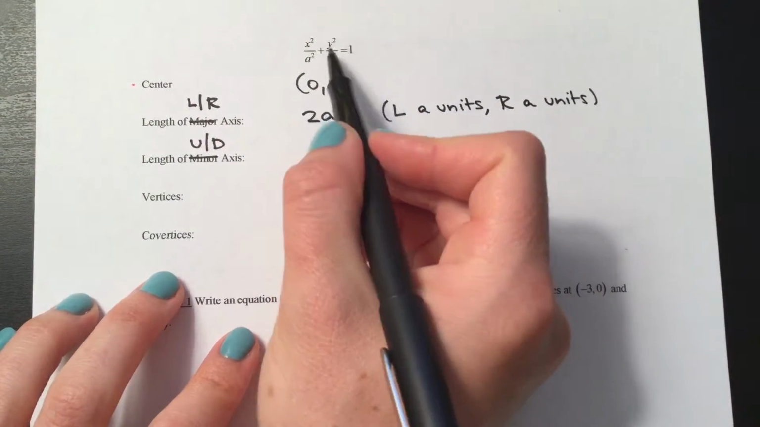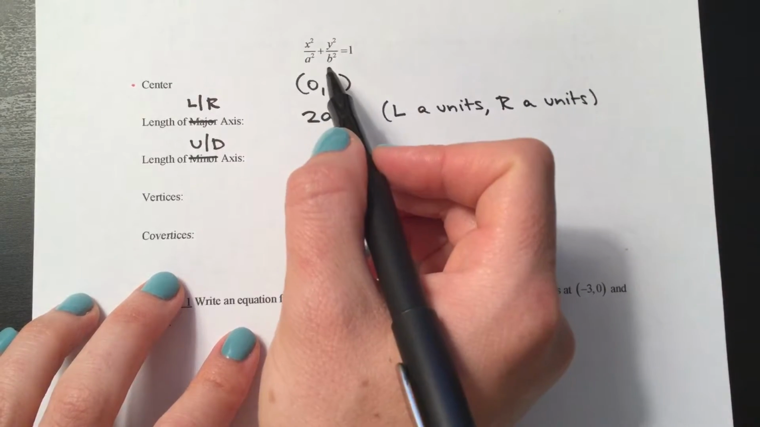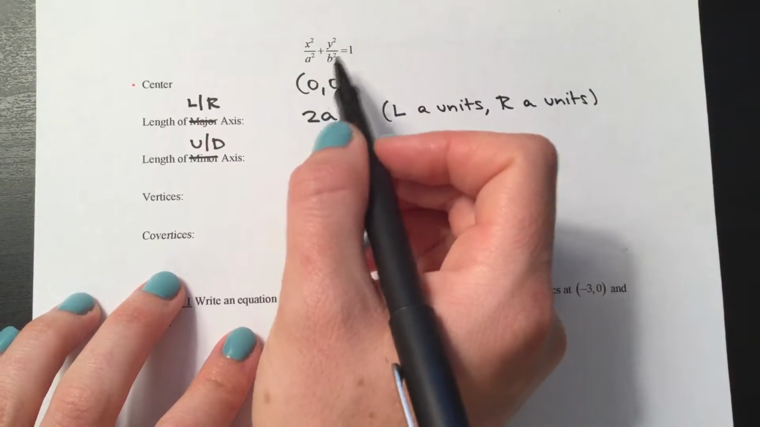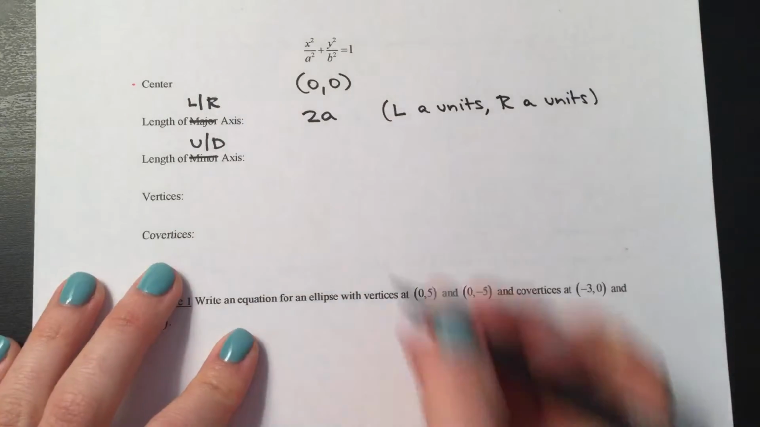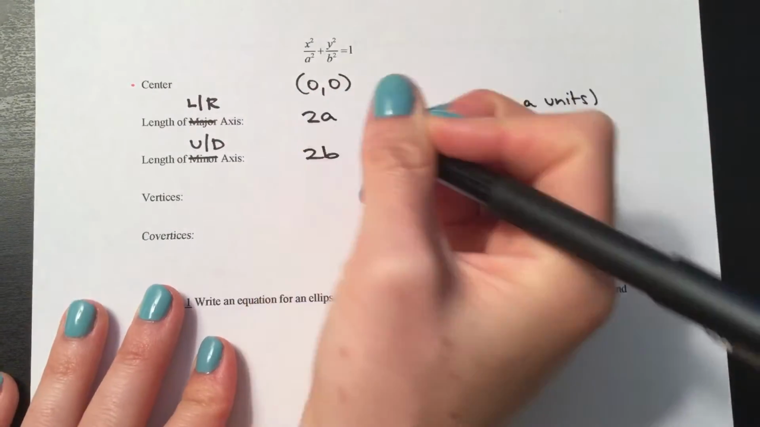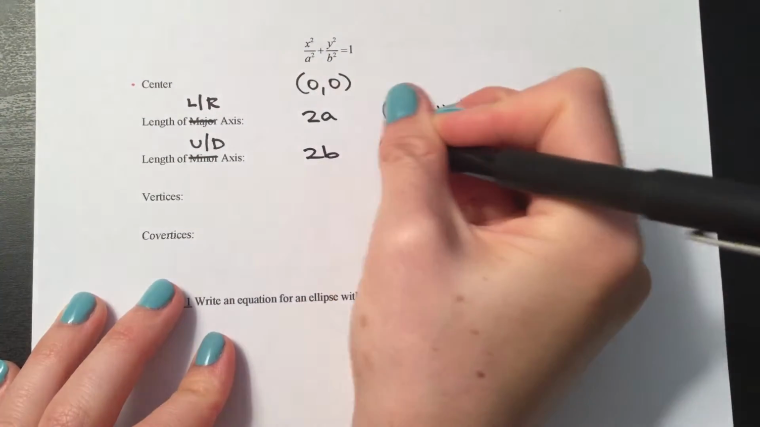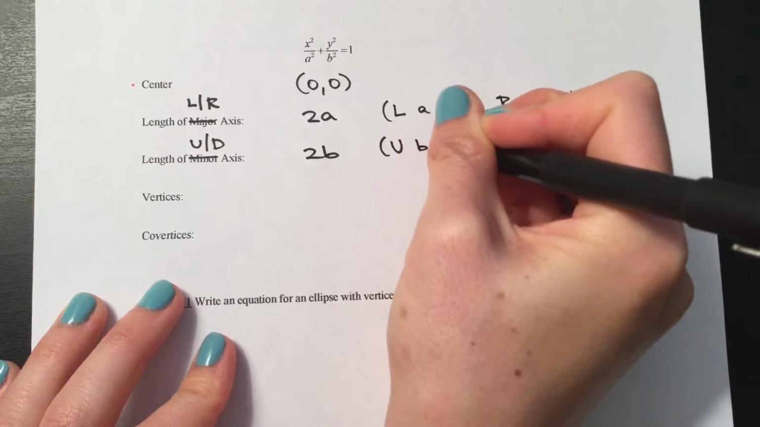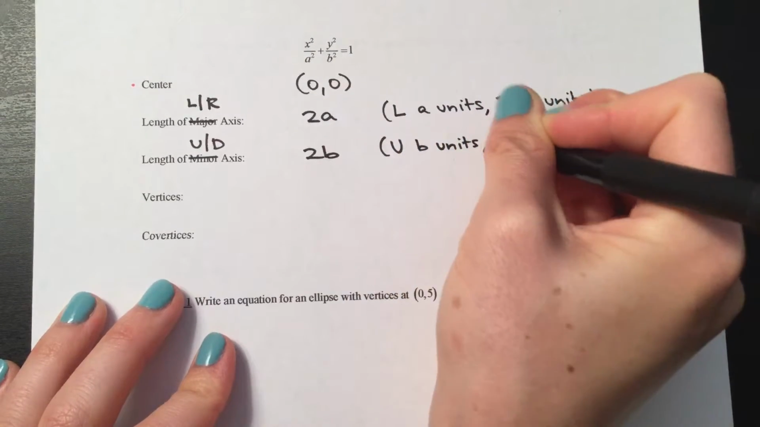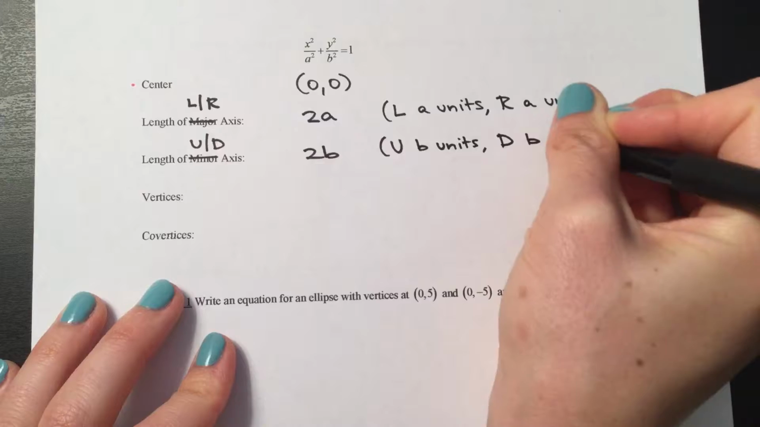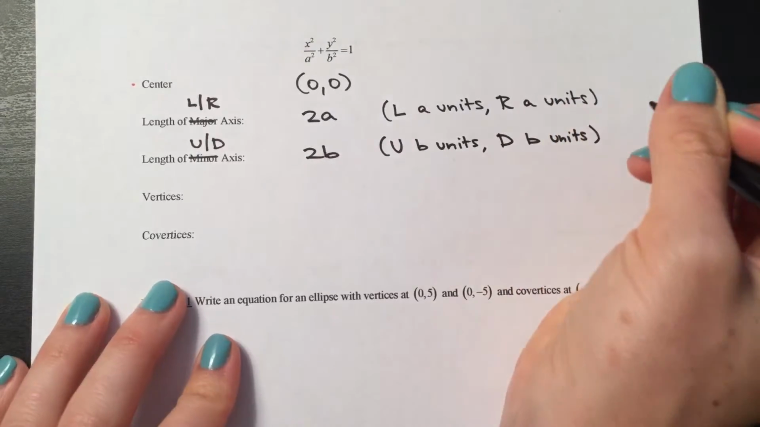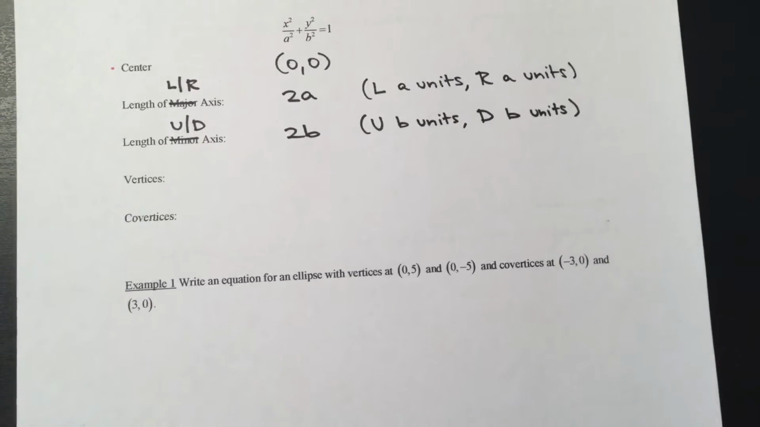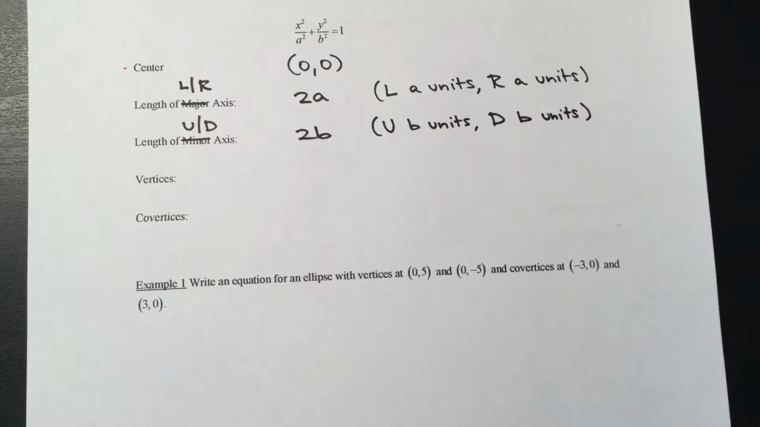And then y, since y is vertical, y tells you how far up and down you go. So we're going to go B units, whatever B is, up and down. So altogether, that axis would be 2B units. You're going to go up B units, and then you're going to go down B units. So that'll be more helpful when we're graphing. You'll see once we start to combine these into equations.